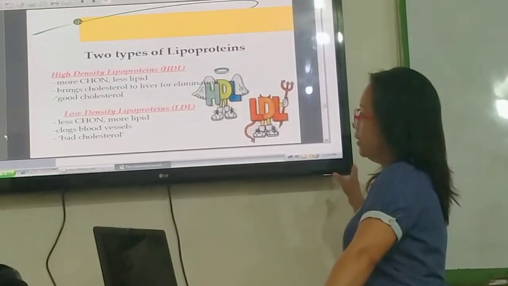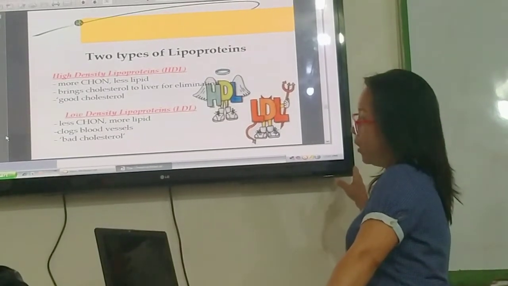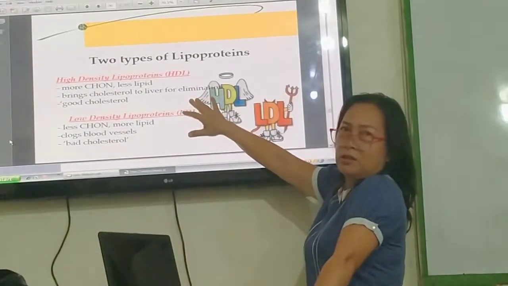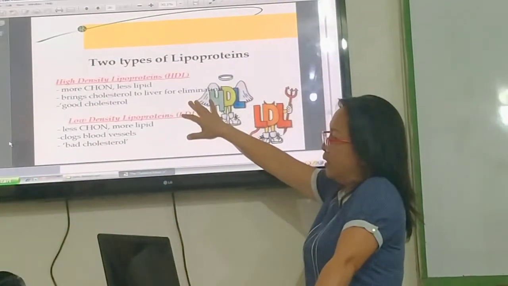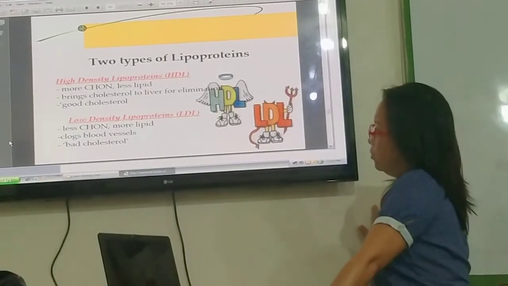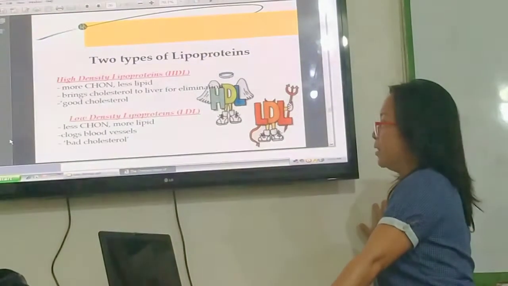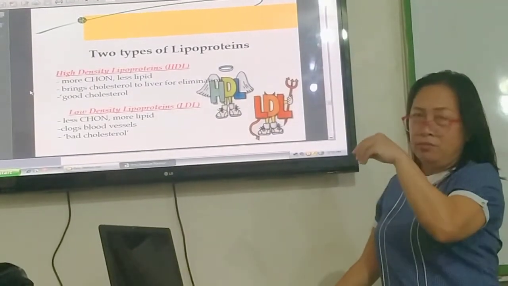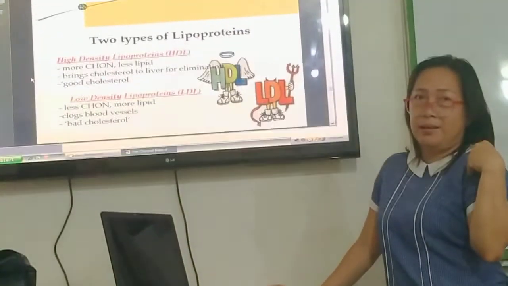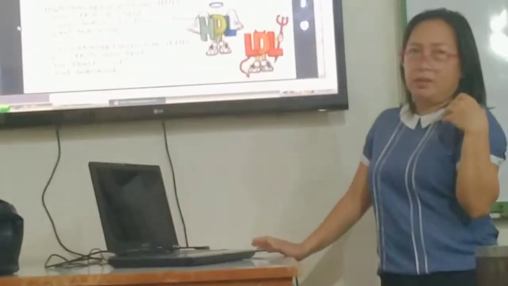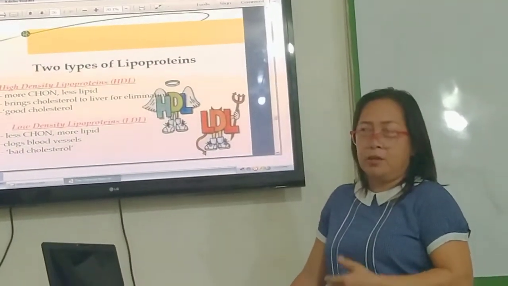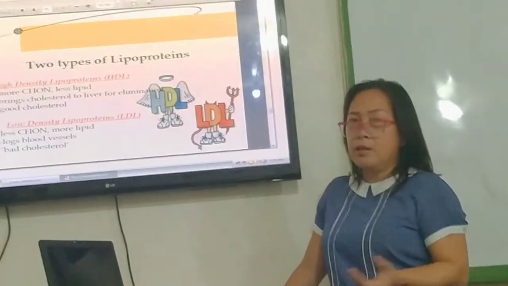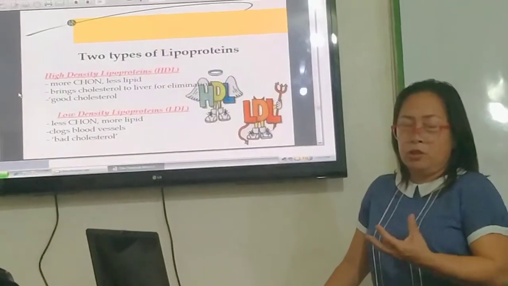So the HDL is made up of more protein and less lipid. It is commonly called the good cholesterol because it's made up mainly of protein and less lipid. And that brings cholesterol to the liver for elimination. So it takes cholesterol from the plaque to the liver. That's why we have a required HDL percentage, because that helps remove the extra cholesterol present in the plaques.